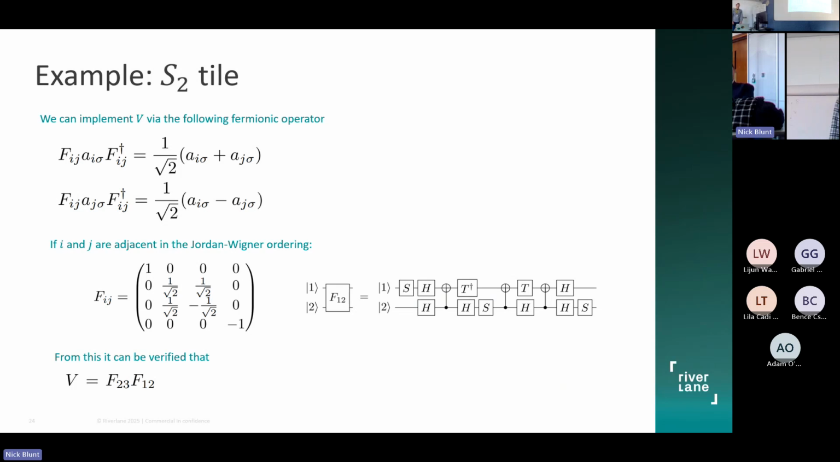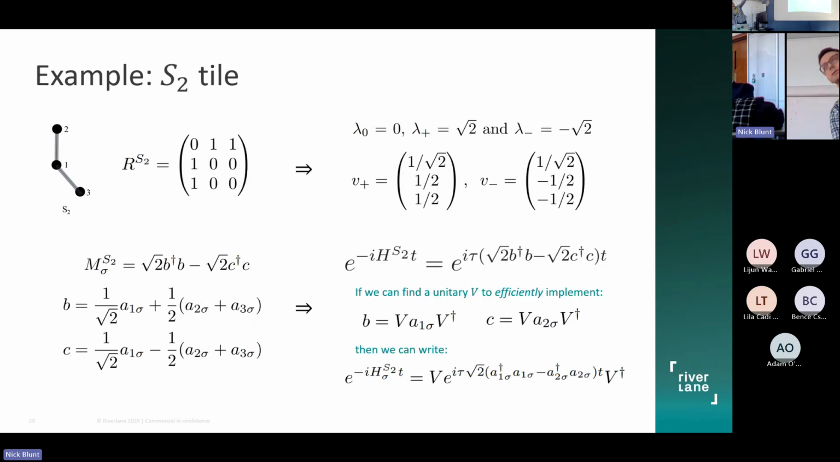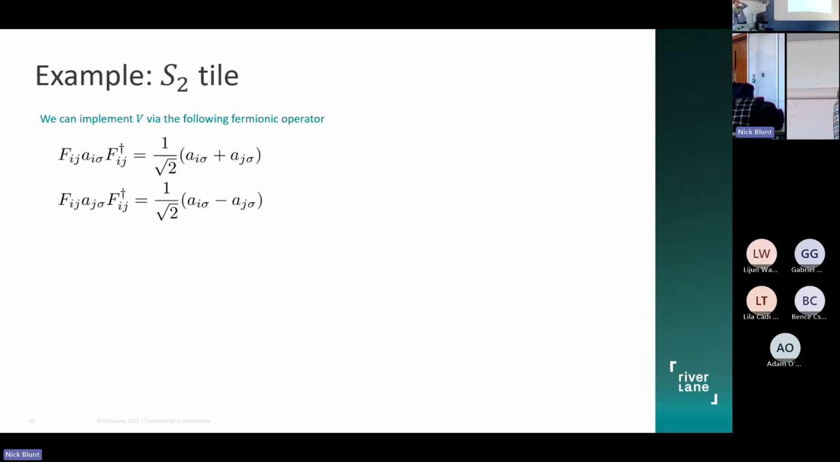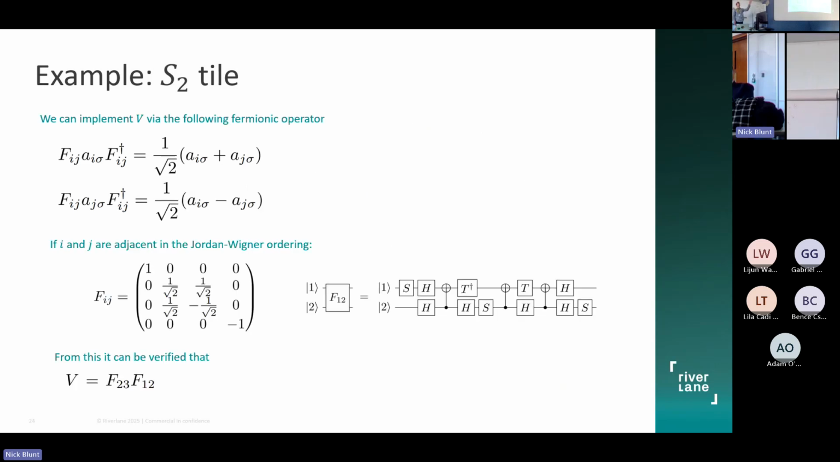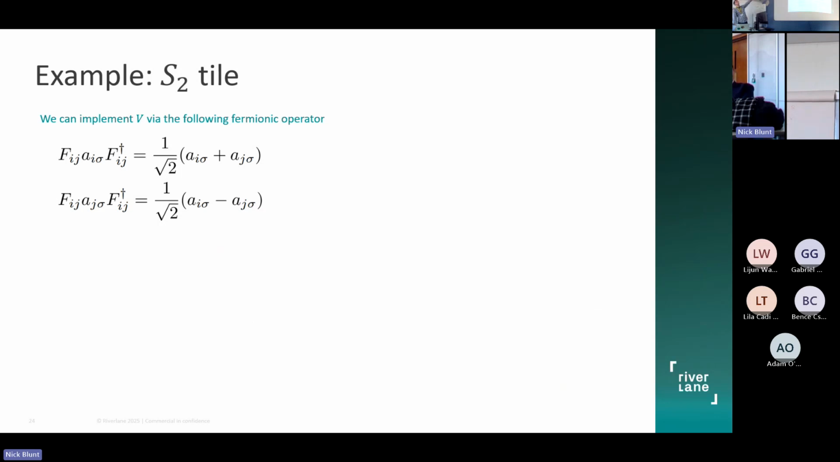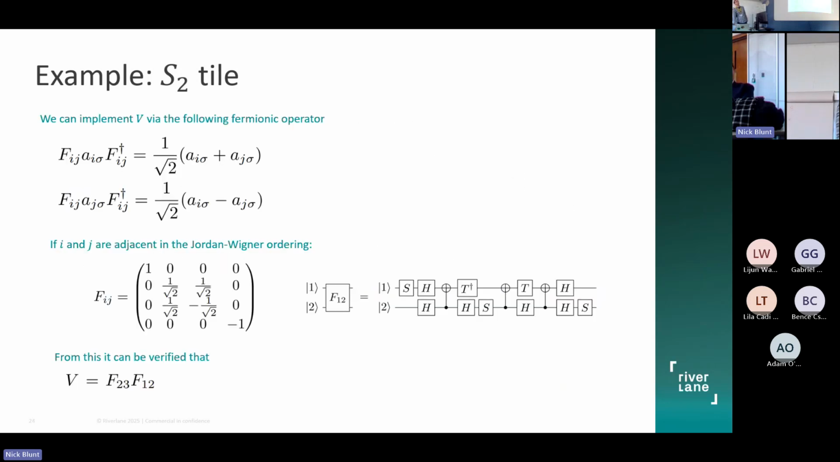And so you can verify that the correct operator V is F23, F12. So you can kind of see this. If you act with F12 on A1, it will give you A1 plus A2 divided by root 2. And acting with F23 will give you the correct eigenvector that you want, A1 plus A2 plus A3 with the correct normalization. And this point about I and J needing to be adjacent is why we chose this particular ordering with one in the middle. It ensures that we don't have to add any more fermionic swaps to achieve this.